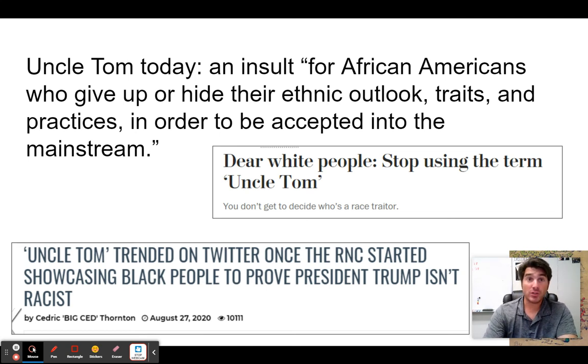Dear white people, stop using the term Uncle Tom. You don't get to decide who's a race traitor. Uncle Tom trended on Twitter once the RNC, Republican National Convention, started showcasing black people to prove President Trump isn't racist. Basically, when black people appeared to be pro-Trump, people started calling those black people an Uncle Tom, basically saying, you are a black slave under the power of the white master. In this case, it would be Donald Trump and whichever black person spoke on Trump's behalf.